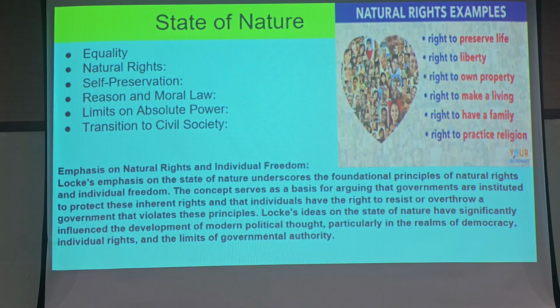In this slide, John Locke argues that governments are instituted to protect the rights of individuals. Examples of these rights are the right to preserve life, right to liberty, right to own property, right to make a living, right to have a family, right to practice religion. That if by any means this government refuses to protect these rights, they have the right to overthrow that government, according to John Locke.